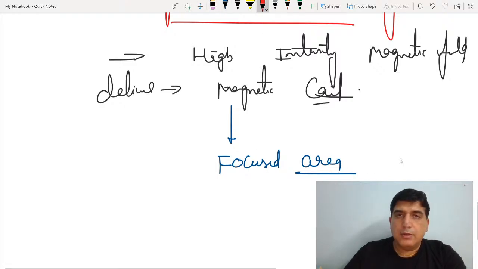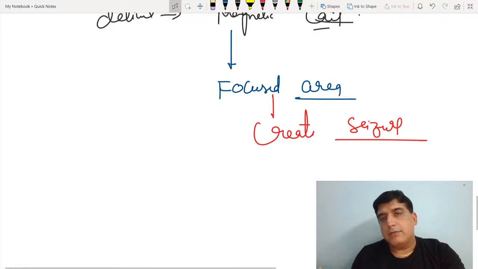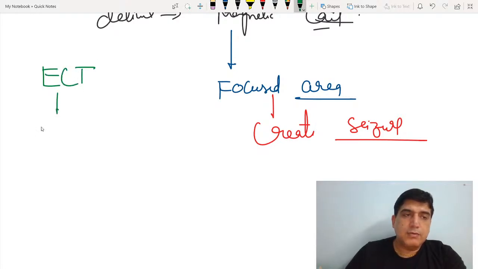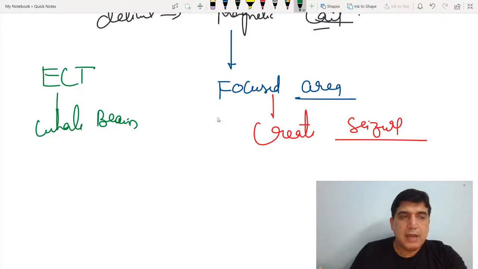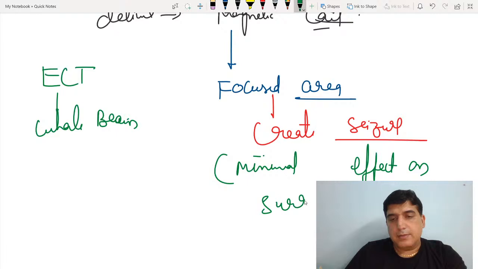And what do they do? They create seizure. Why did we start finding this alternative to electroconvulsive therapy? Because guys, in ECT, we have an effect on the whole brain. But in magnetic seizure therapy, the surrounded area has a minimal effect. There is a minimal effect on the surrounded area. So it is more localized, more focused in magnetic seizure therapy. That's why it was started.